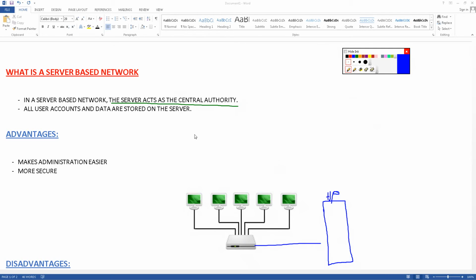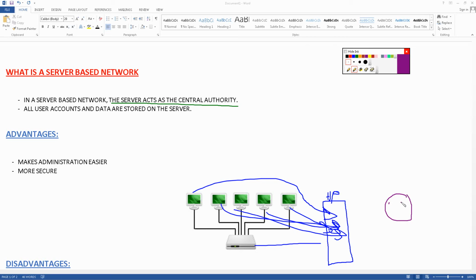Now, with this type of setup, all the users' accounts and data are stored in the server. All of the users' data is essentially stored on this server. Now, this is great because why? It gives us a central point from which to administer and from which to back up data. So it makes the life of the administrator much easier. It makes administration easier. It is more secure because we have a single point from which to administer privileges, right? Data is not scattered in between these PCs as in a peer-to-peer network.